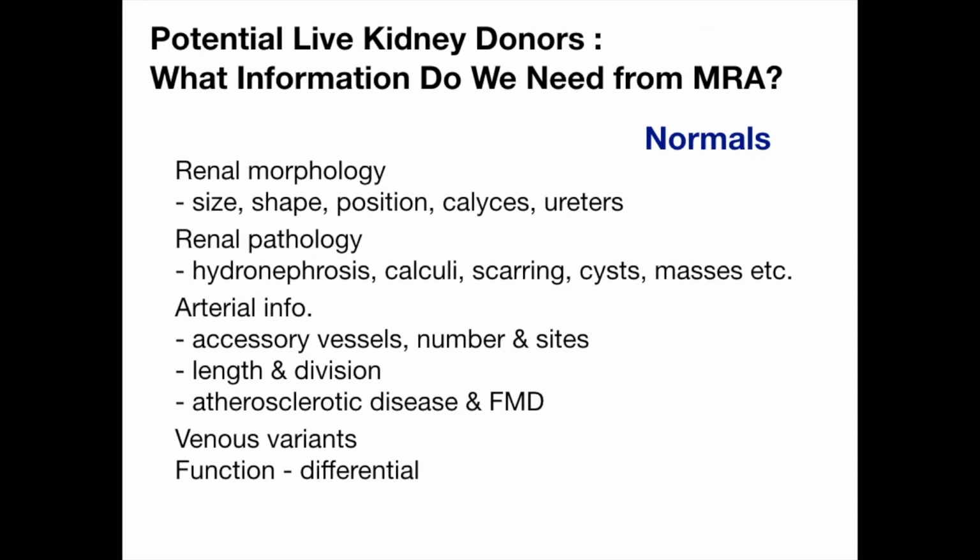We need to know whether there's any pathology in the kidneys that's going to stop us donating the kidney. We then need to know the arterial information, that's a given. But we need to know not just the number of the renal arteries and where they come from, but whether they've got early divisions and whether there's any intrinsic disease to the renal arteries. We need to know about the veins, and I'll talk about that a bit later. And really, ideally, we'd want to know about the differential function.